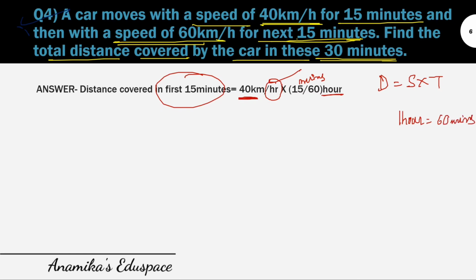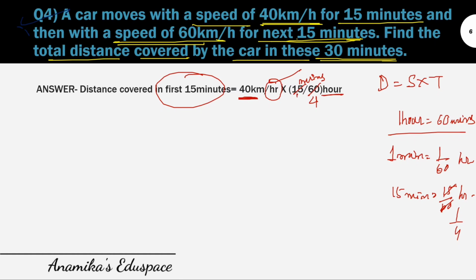Clear? So if we have to find 1 minute from this equation, then 1 minute equals 1 by 60 hour. So 15 minutes equals 15 by 60 hour. Clear? Which would become 1 by 4 because 15 fours are 60. So this would cancel and it would become 1 by 4. Okay. So it would be 40 into 1 by 4. Now 4 would cancel the 40 and it would come to 10 kilometers. So the correct answer for this would be 10 kilometers.